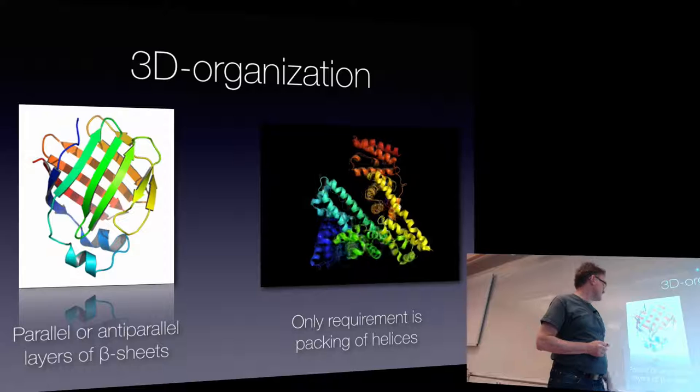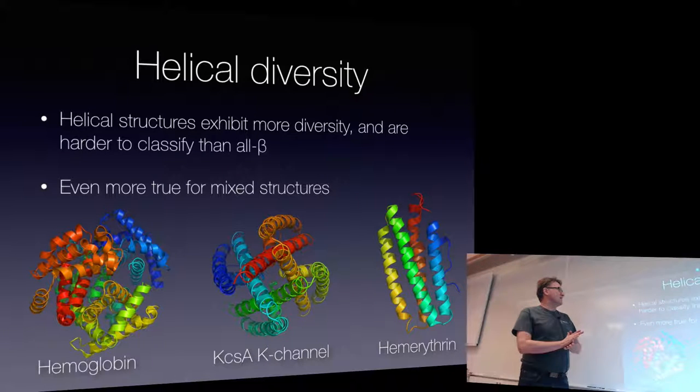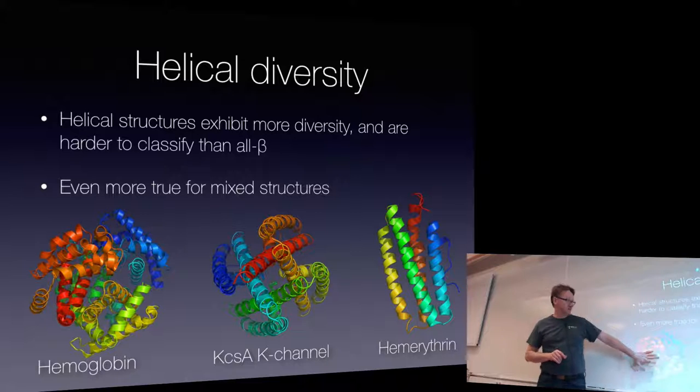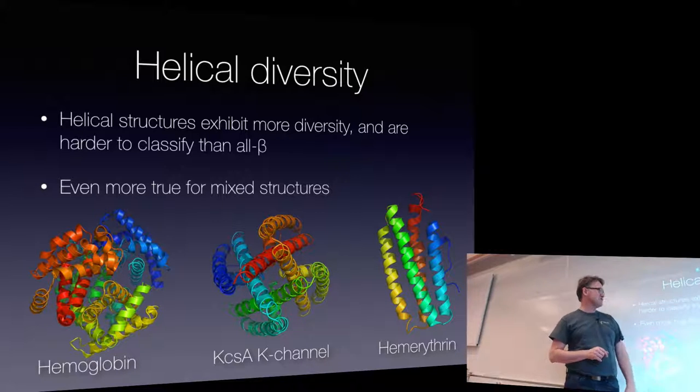So having said that, let's jump straight into the alpha helix organization. This diversity means that they're much harder to classify than all beta structures. If you look at hemoglobin, that's almost a nightmare, and that's a super simple protein. KCSA, a ligand-gated ion channel, well, that's still too complicated.